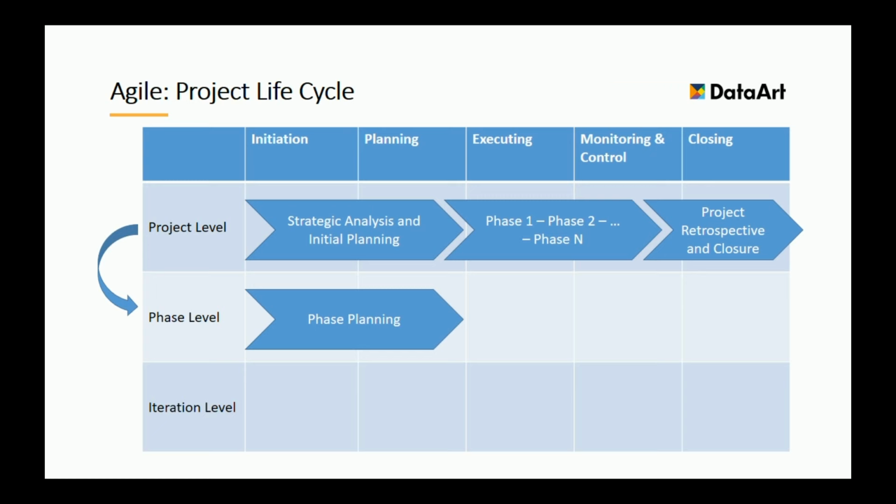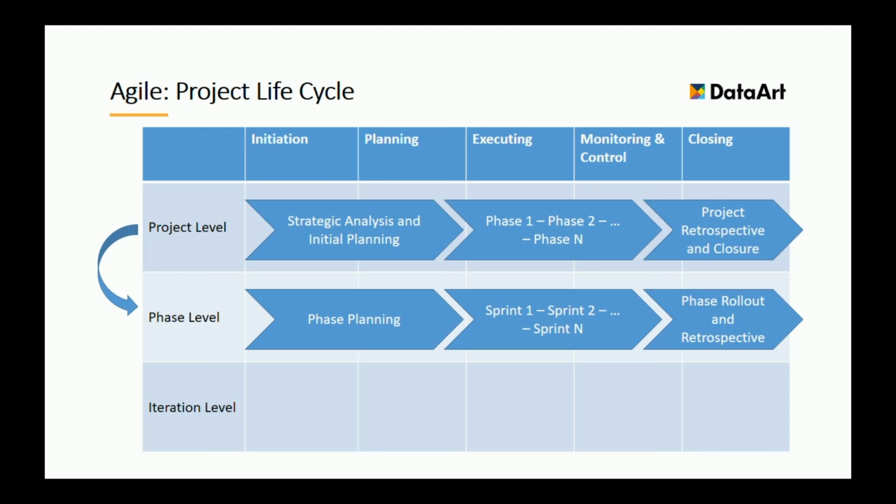Then we go down to the phase level. If we have a project divided into phases, we plan each phase to define what we are going to deliver in that phase. And we'll have the iterations, or sometimes even more granular phases, subphases. But in this case, sprints inside the phase. And then a phase rollout. It can be, once again, a release, and a retrospective of this particular phase.